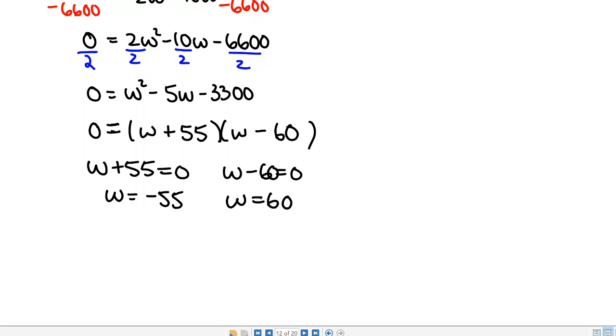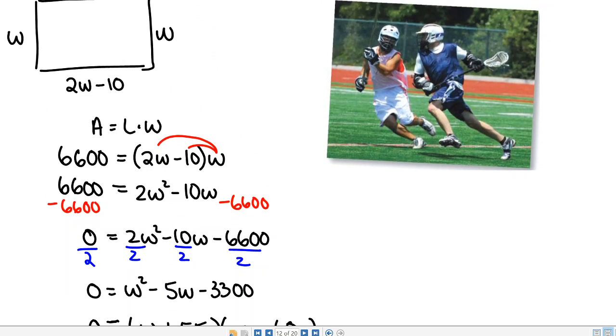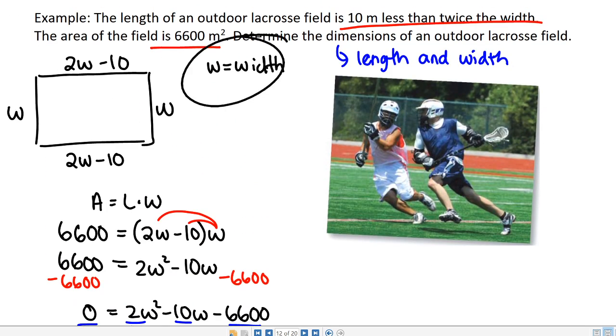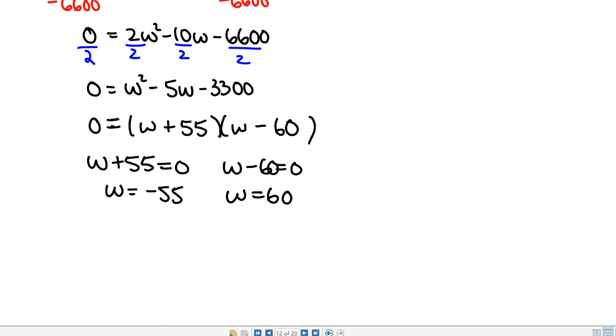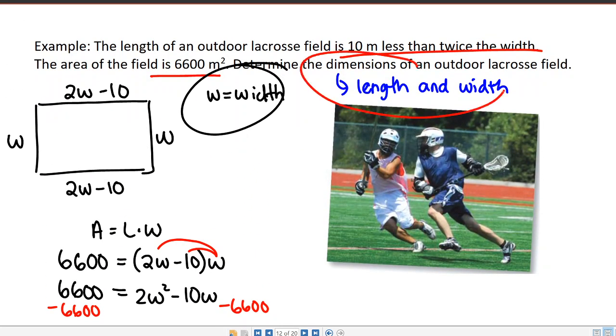So again, because this is a word problem, make sure you're going back and checking your answers. We said that W is the width. So we could have a width of negative 55, or we could have a width of 60. Now it makes no sense to have a negative width, so we're just going to get rid of that answer right off the bat. That means that our width is 60, but we were originally asked to find the dimensions.